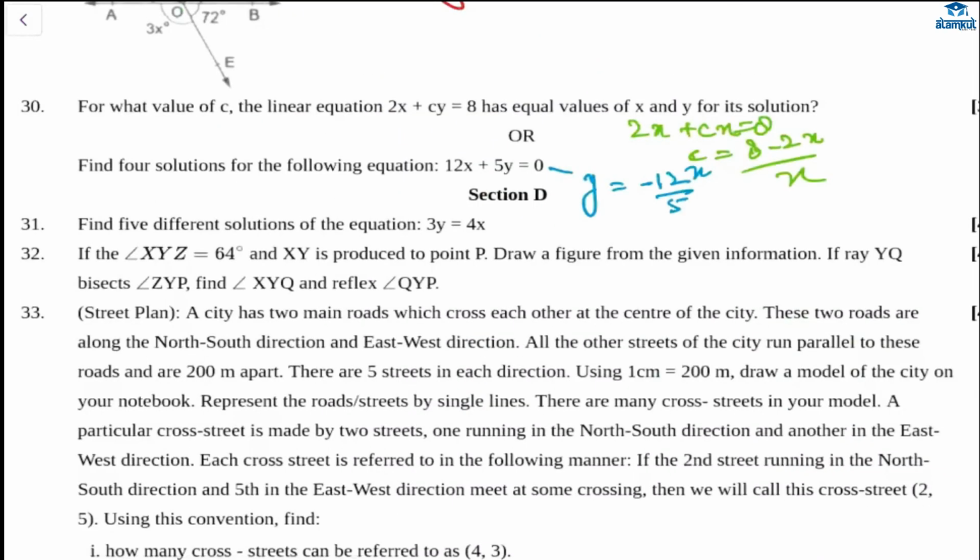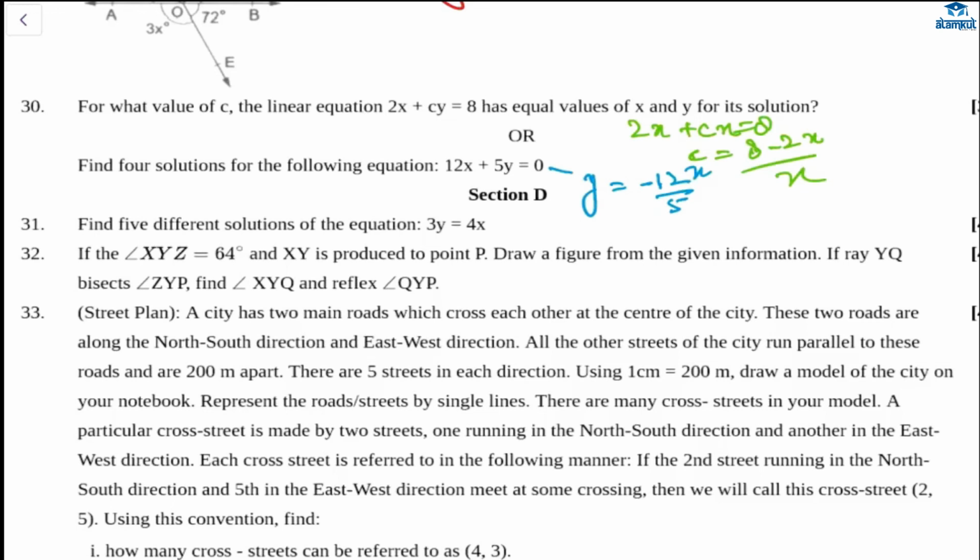See, when you are having questions of figures, try to draw the figures. So see, the angle XYZ is 64, angle is given, and XY is produced to point P. You have to draw this in your diagram. Now draw a figure from the given input. It is already written here clearly that you have to draw a figure from the information. XY is produced to point P means you have to extend XY to some point which you are going to mark as P. When you are going to extend it, you are going to name that point.